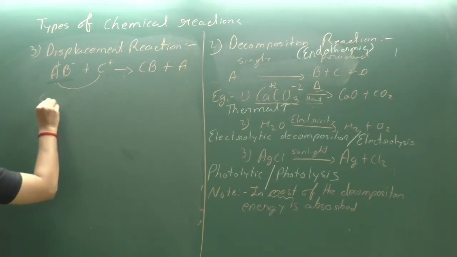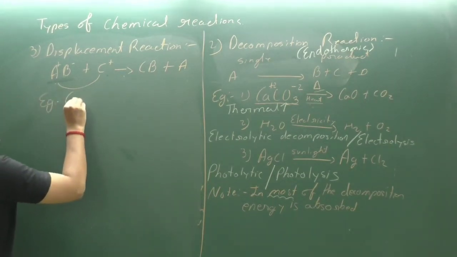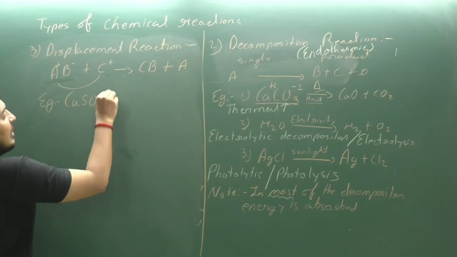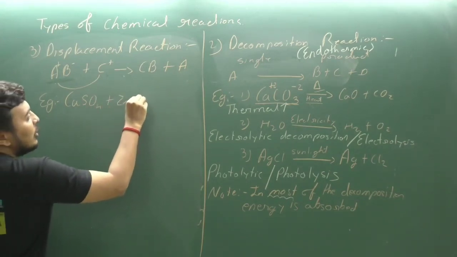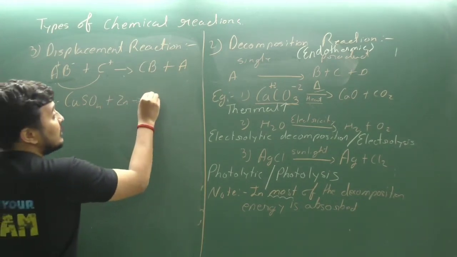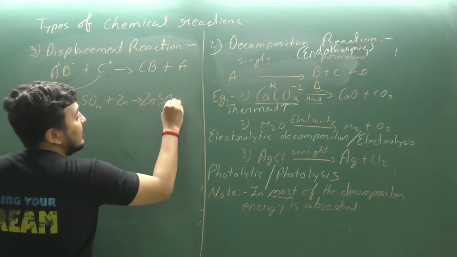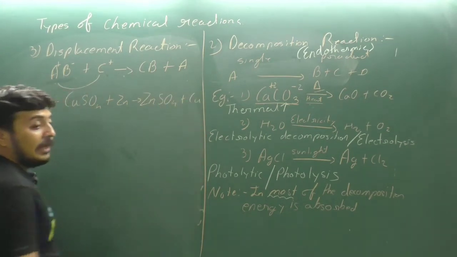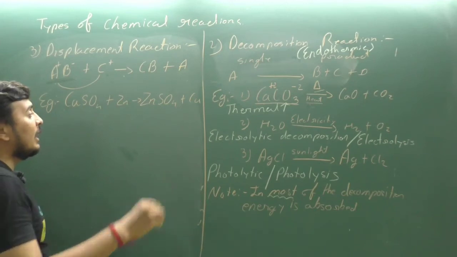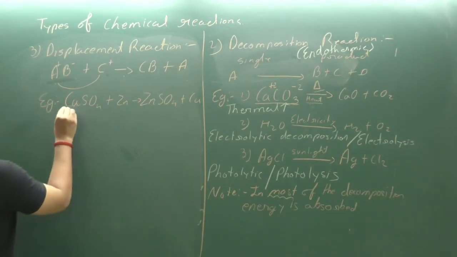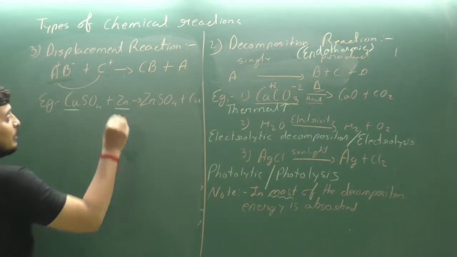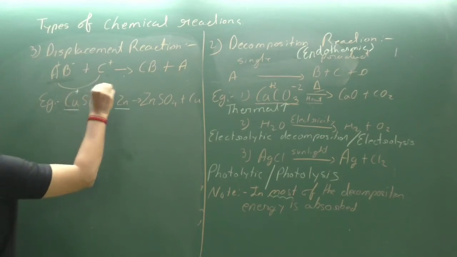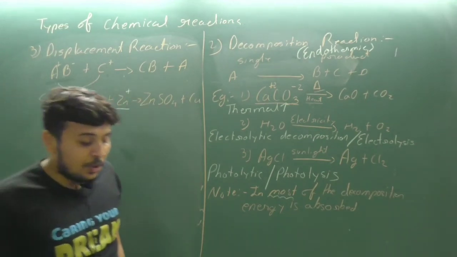Let us take an example. CuSO4 is known as copper sulfate. When zinc is added to the copper sulfate, it forms zinc sulfate, and copper is left alone. See here, what happened? Here we have copper as a positive ion and zinc as a positive ion. So only a positive ion can displace a positive ion.